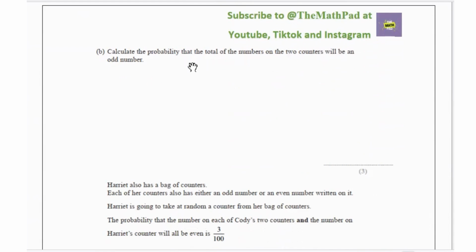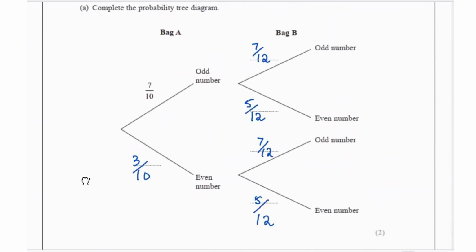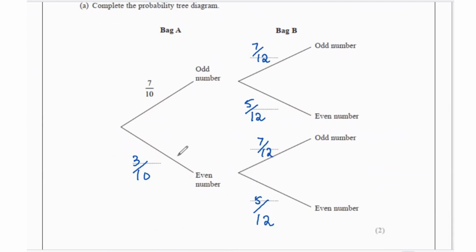Then it says calculate the probability that the total of the numbers on the two counters will be an odd number. So for the total being odd, we can go from an even to an odd number or an odd to an even number. Why? Because we have to find the probability that the total of the two numbers picked from bag A and bag B is an odd number. If we do, let's say 3 plus 3, they're two odd numbers, that's going to give us a 6. But if we do 3 plus 2, that's going to give us a 5, which is odd.